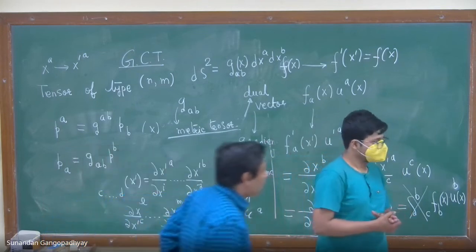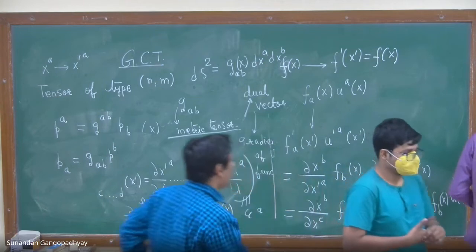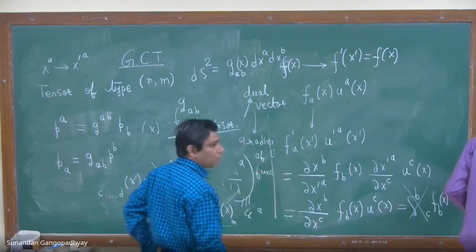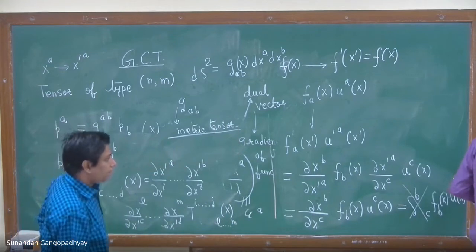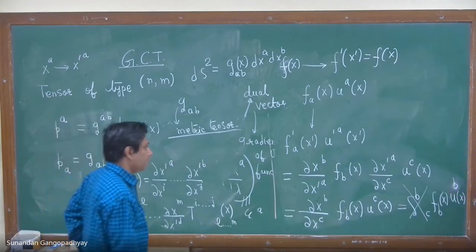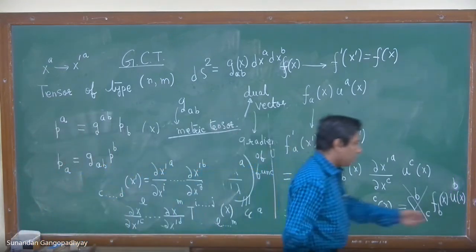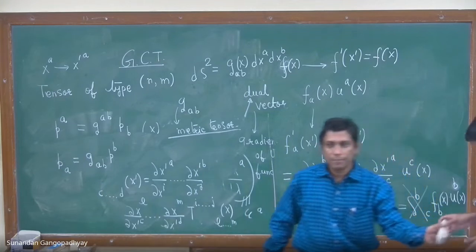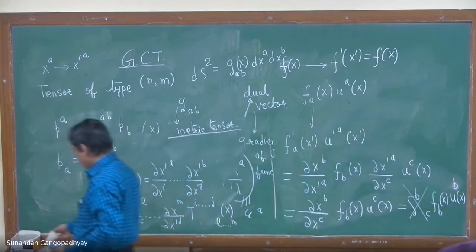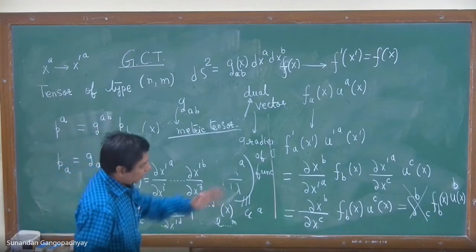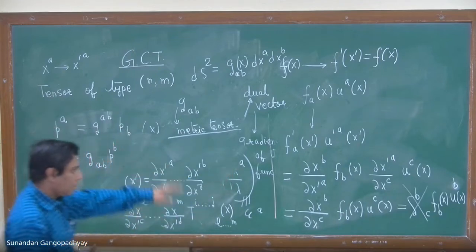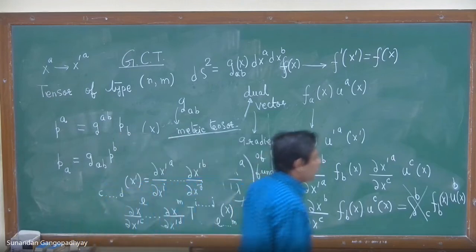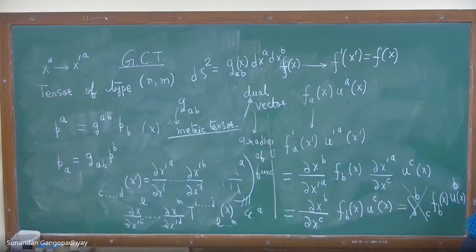But you want to find g prime ab as a function of x prime in terms of g as a function of x. How will you do that? Now go to the board. I will tell you how to do it. We start from the left rather than the right. No, that you can do, then you will get the result directly. But this is also not wrong. This is also correct. But you have to take it on that side.